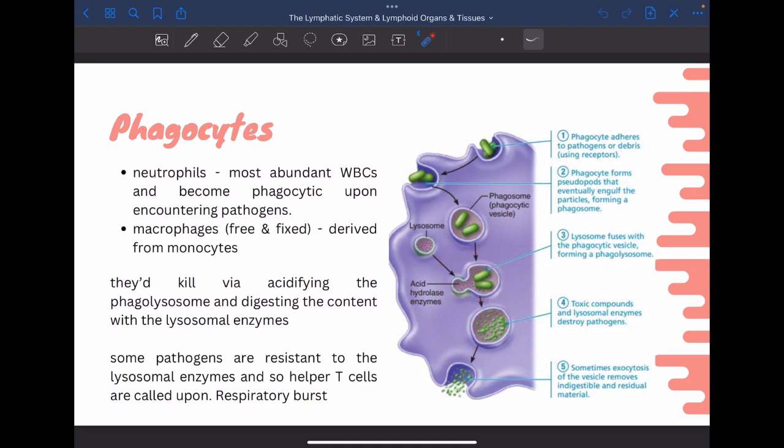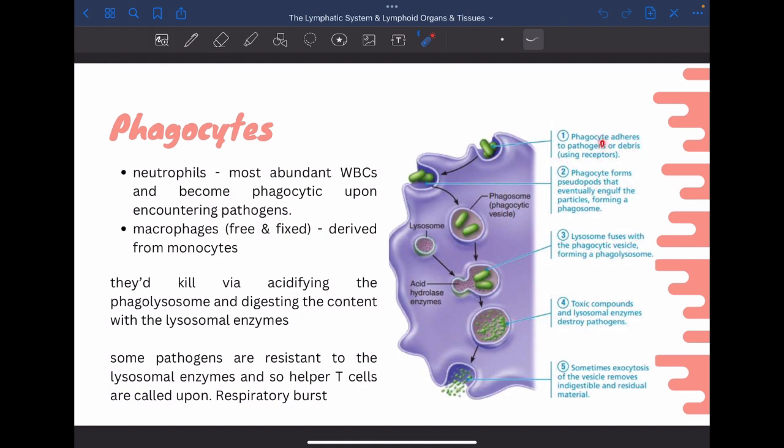So it will make it more acidic, and ultimately this destroys it. So again, phagocytes are cells that constitute the second line of defense of our body. These cells can either be neutrophils or macrophages. Neutrophils are the most abundant WBCs, and macrophages come from monocytes. They're either free or fixed. The way that they work is by engulfing via receptors.